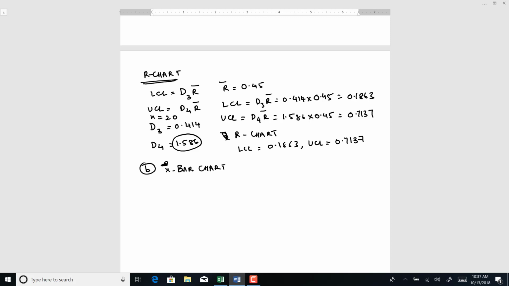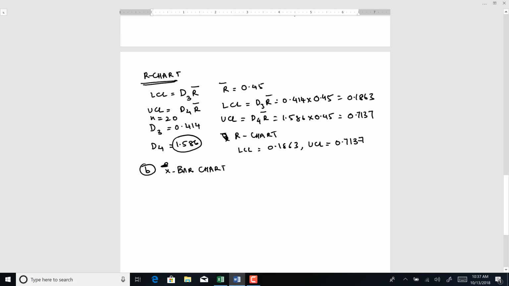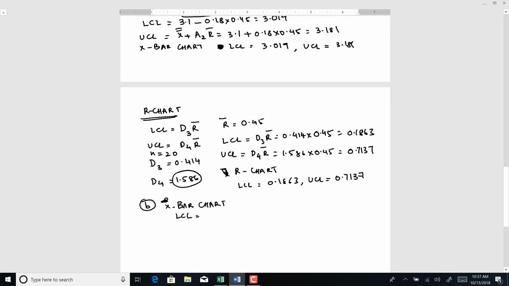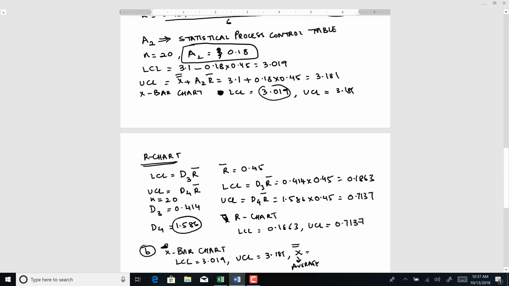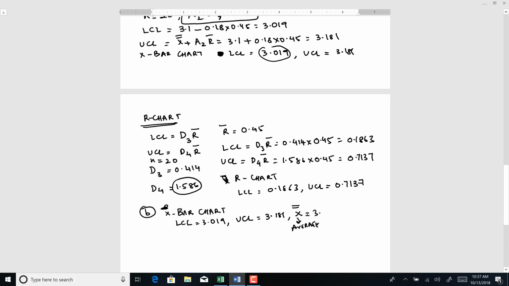If you see our X bar chart, our lower control limit is 3.019 and upper control limit is 3.181, and our average, which is represented by X double bar, the average of means, that is 3.1. Now I will plot these.